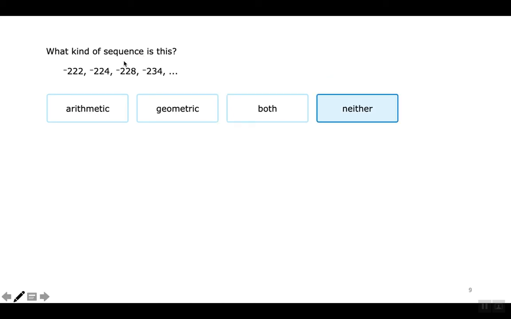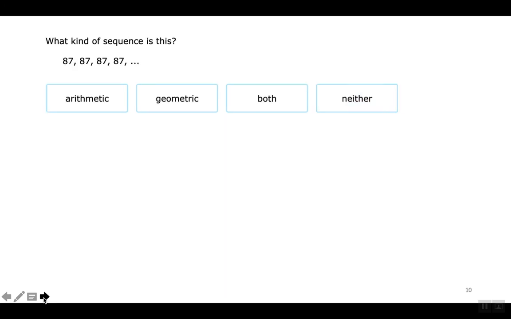All right, moving on. What kind of sequence is this? Neither. All right, so there are some that the answer is neither. Este es ninguno de los dos. I already did this one. Ya hice este. I guess I put it in the review twice. Sorry about that.